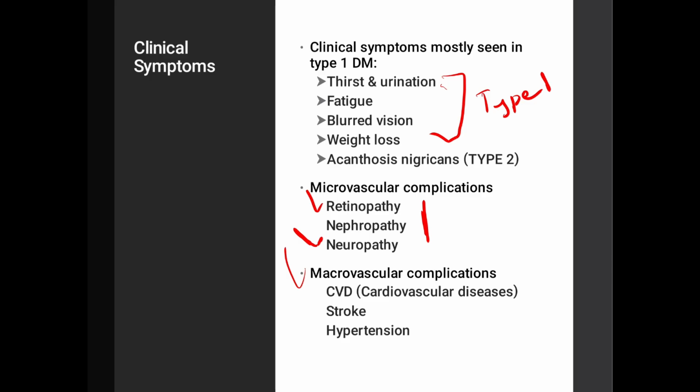Okay, macrovascular, those are the most common complications seen with type 2 diabetes: cardiovascular diseases, stroke, and hypertension. And I want to give you an information here. It's important that those issues seen with diabetes, for example, cardiovascular disease and stroke, or even nephropathy and neuropathy, are all because of the hypertension, okay? The glucose itself is not the problem. The problem is the high tension affecting the kidney, affecting the vessels, and leading to stroke, okay?